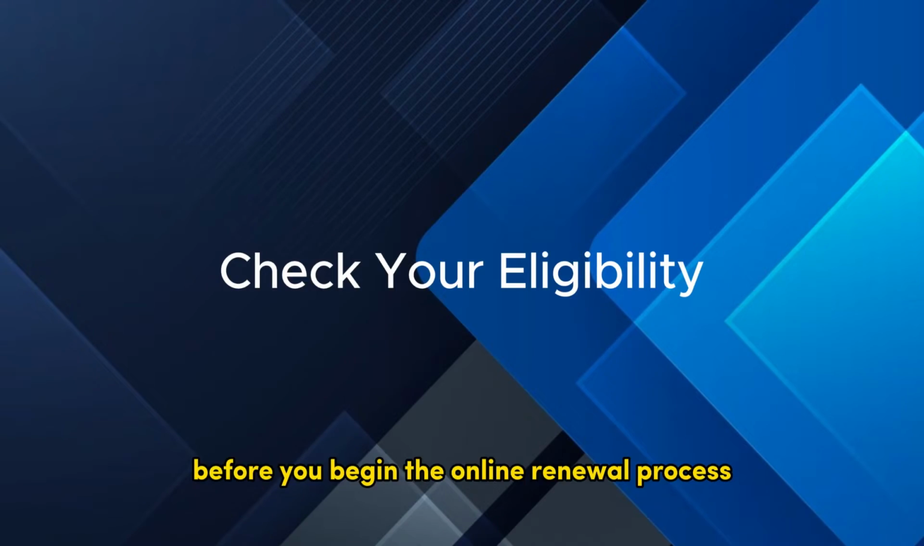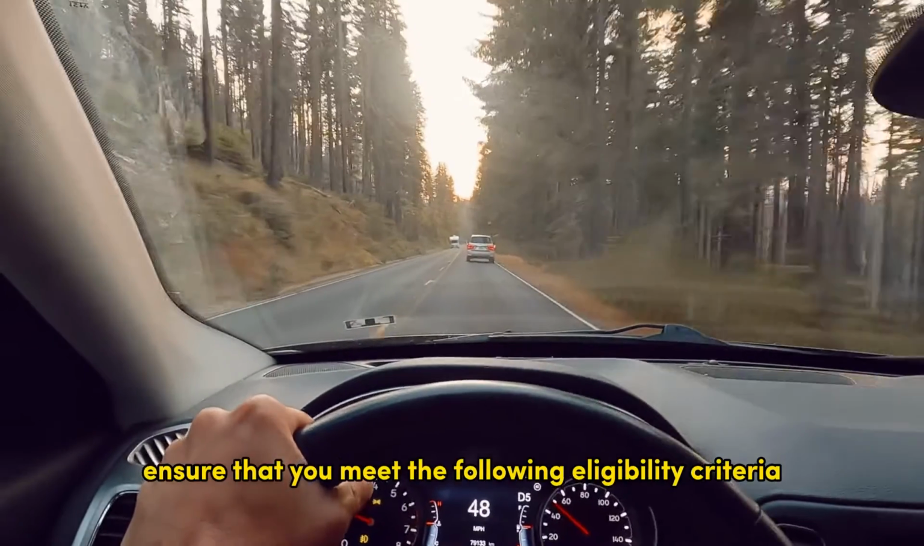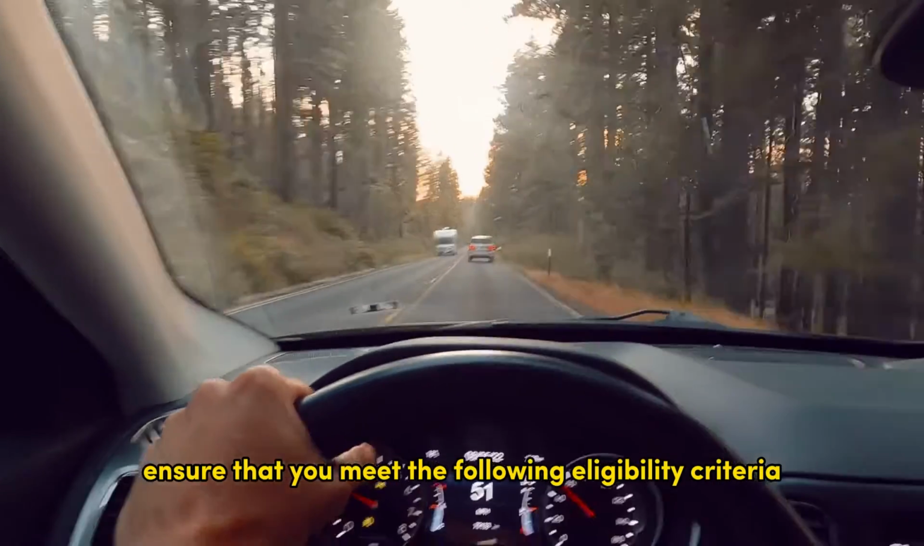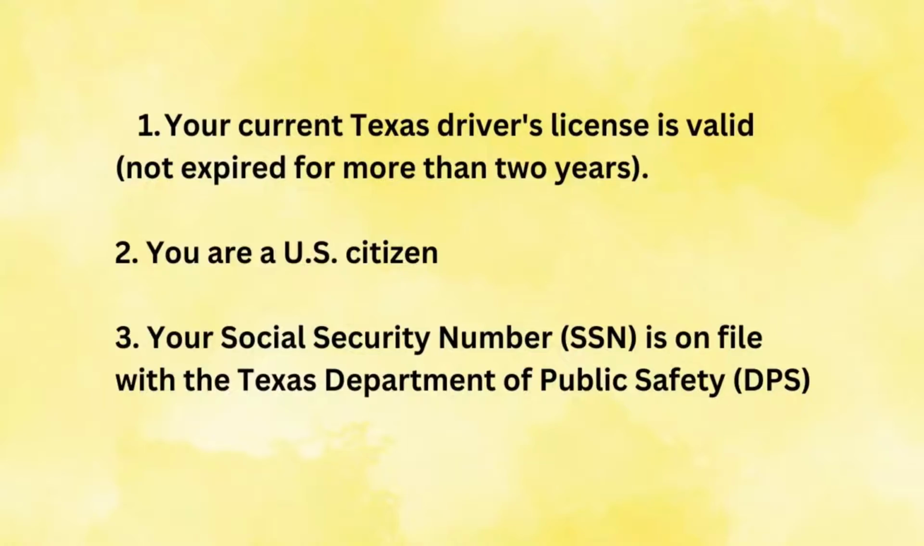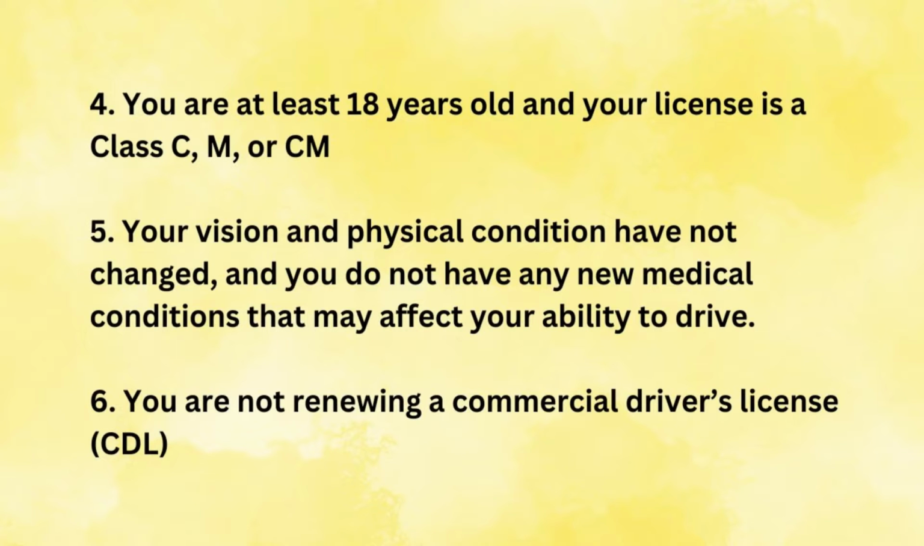Before you begin the online renewal process, ensure that you meet the following eligibility criteria. Your current Texas driver's license is valid, not expired for more than 2 years. You are a U.S. citizen. Your Social Security number, SSN, is on file with the Texas Department of Public Safety or DPS. You are at least 18 years old and your license is a Class C, M, or CM.